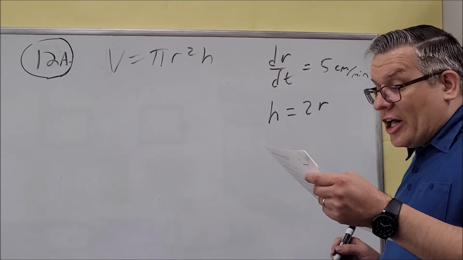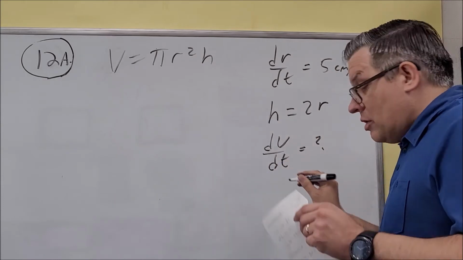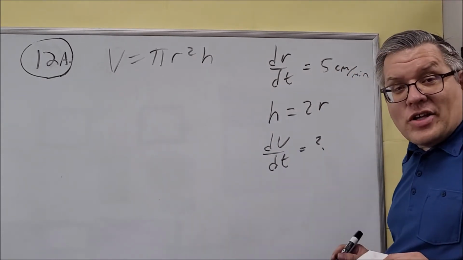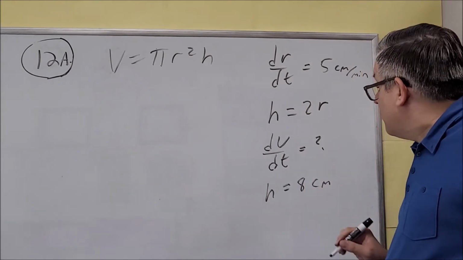Then find the rate the volume is changing. So they want you to find dV/dt when the height is 8. So h equals 8 centimeters.